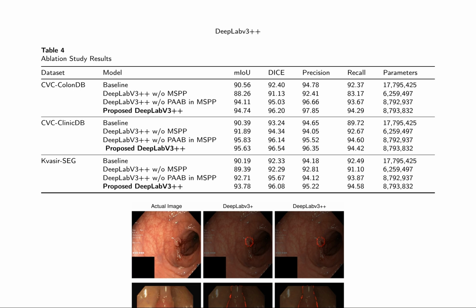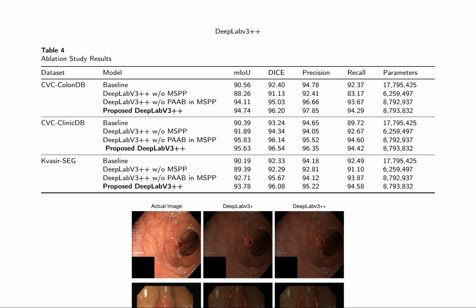The DeepLabV3++ model, as proposed, exhibits superior segmentation performance compared to existing models, particularly in diverse polyp datasets. This is achieved through the combination of multi-scale pyramid pooling, MSPP, and pyramid attention augmentation block, POB, along with the use of separable convolutions. The MSPP enhances traditional ASPP by providing comprehensive multi-scale feature extraction, while POB and separable convolutions improve segmentation accuracy while maintaining computational efficiency.